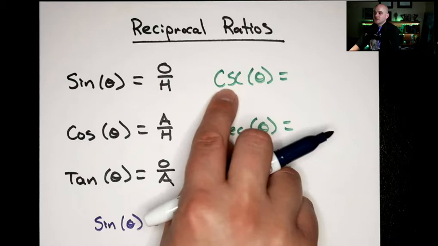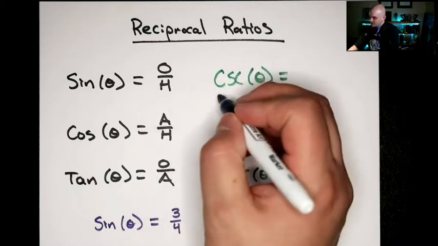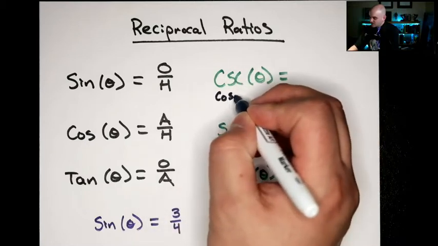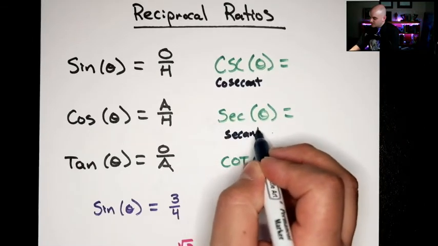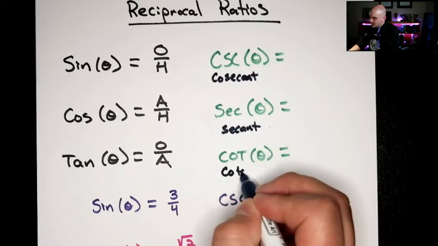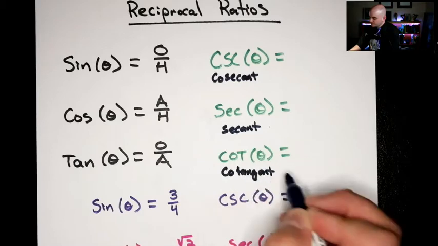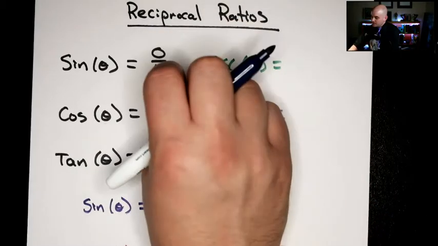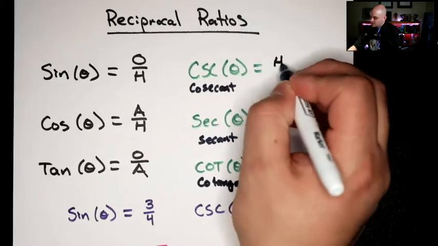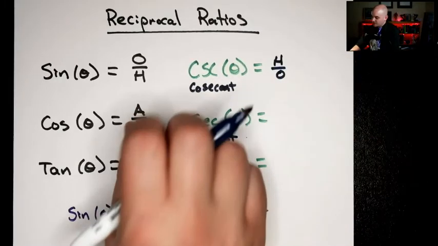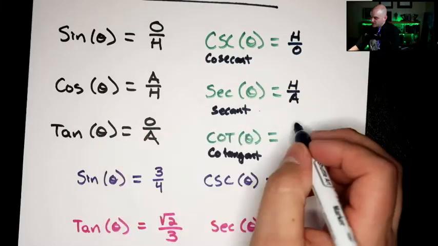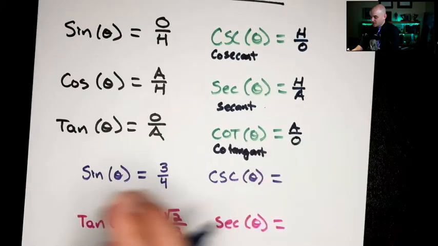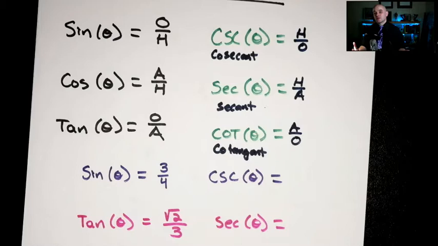This is the abbreviation for cosecant. So if you were to spell it out, it would look like this right here. This is secant, and then this is cotangent. And so when we flip this one, I get hypotenuse over opposite. Flipping this one, I get hypotenuse over adjacent. Flipping this one, I get adjacent over opposite. And that's pretty much all there is to it.